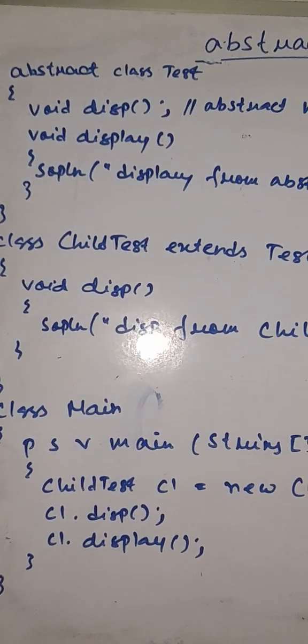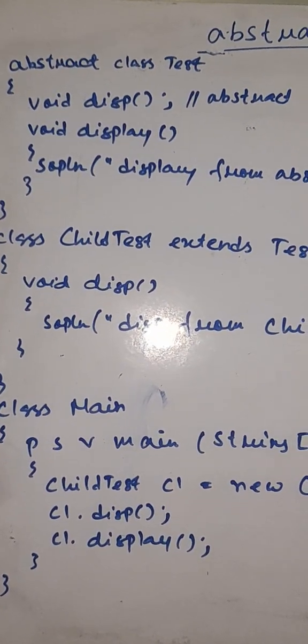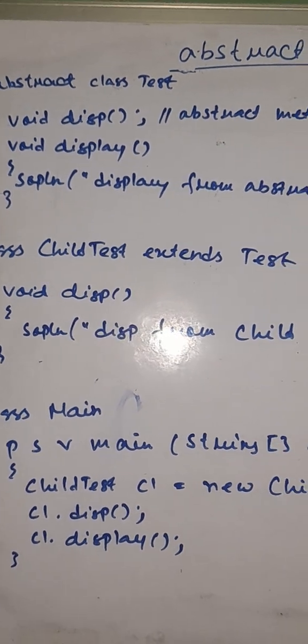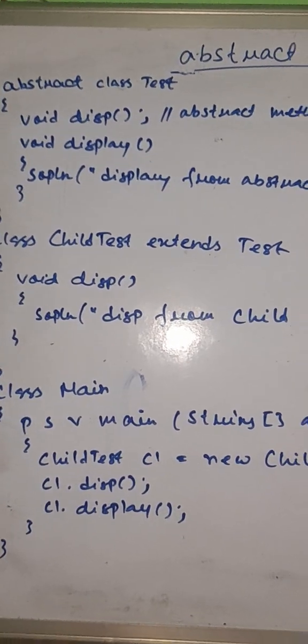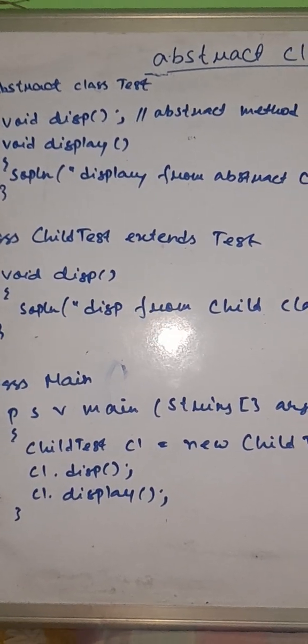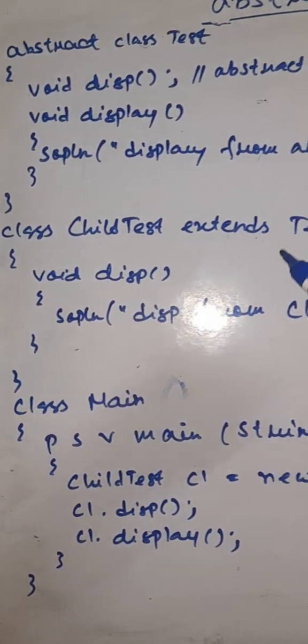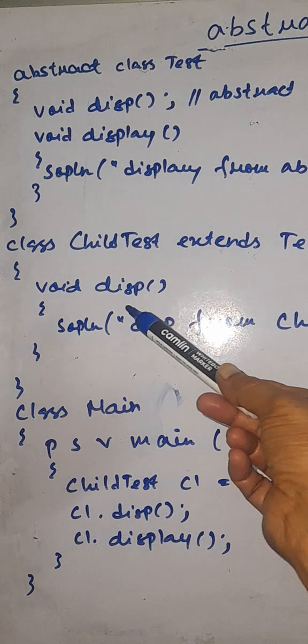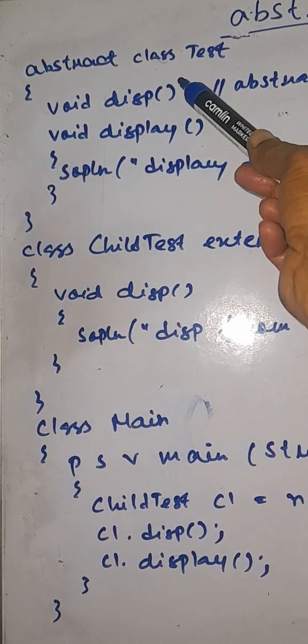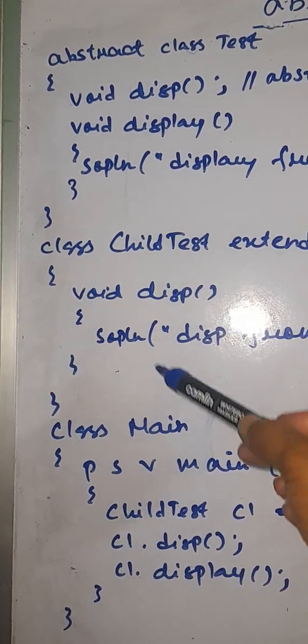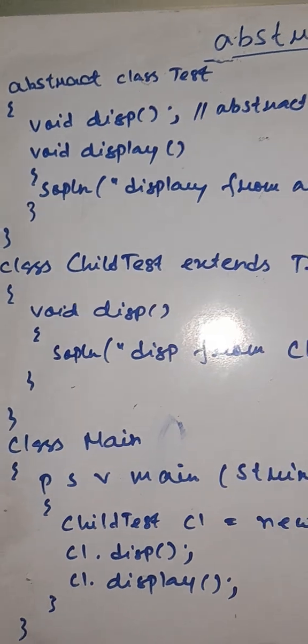Now this one is the final program. That one is the abstract class Test. Within the abstract class I have one abstract method, and then a void display, which is a non-abstract method. And next I declared the child class, which extends from Test, and this disp method, which was the abstract method, I override within the child class.